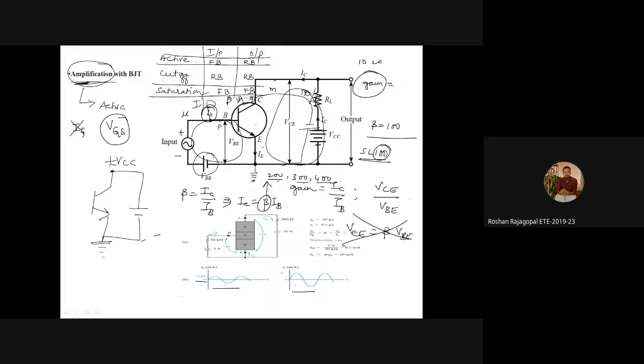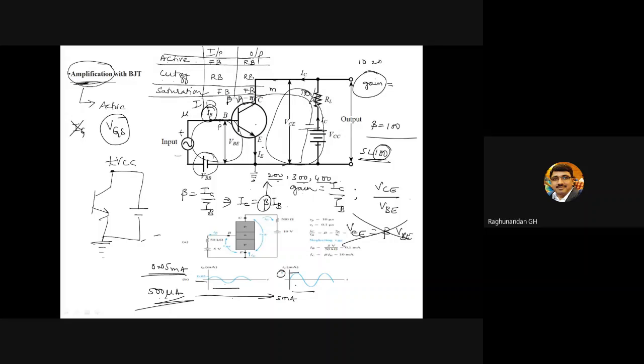0.05 milliampere, if you convert this into micro, how much current will it be? Multiplying by 10 power 3, it will be 500 microamps. Now how much are you obtaining here? 5 milliamps. So 500 microamps is converted to 5 milliamps. We will be using the normal formulas and doing it.